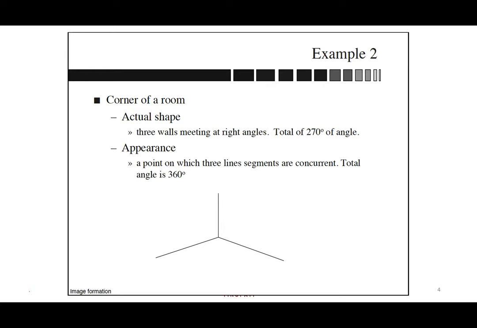So essentially, how many edges do you see at the corner? Ignoring the parallel ones, you essentially have three edges meeting there, right? So the whole thing is equivalent to all of them being perpendicular, so you have 270 degrees. But when you take a picture of it, this corner would look like 360 degrees.